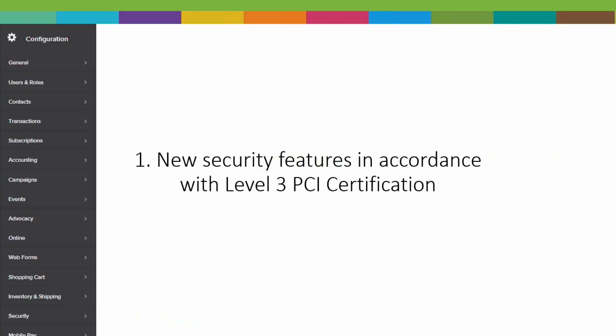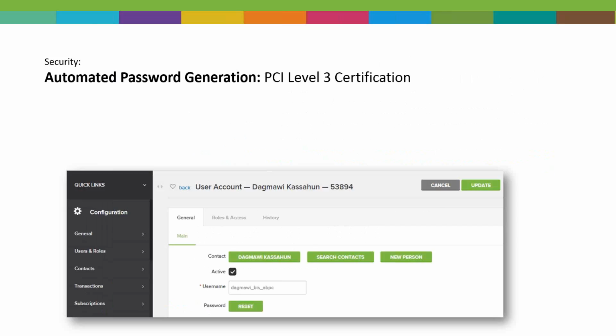And what I wanted to show you is one of the security features, because it's actually pretty relevant to you. Many of the features in accordance with PCI certification you're not going to utilize, but this one is important, which is that we now have automated password generation. So you'll notice on the bottom, this is a typical user account and configuration, and if you're a super user, you likely have access to this part of CharityEngine, which is the ability to manage other users.